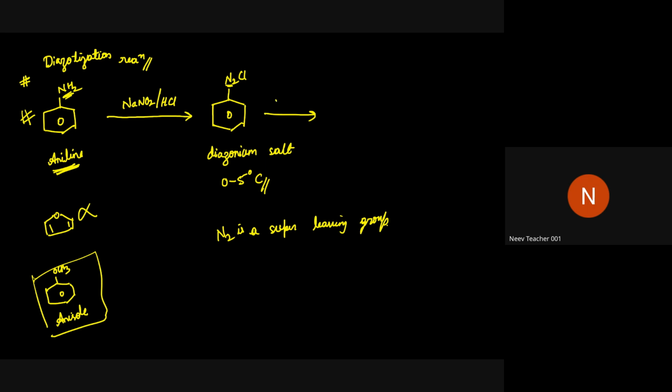To this, when I add Cu2X2, a cuprous salt of any halide, it substitutes the N2Cl with the halogen, where X can be Cl or Br. We cannot use a cuprous salt for iodide or for fluoride. This is an important thing that you have to remember.